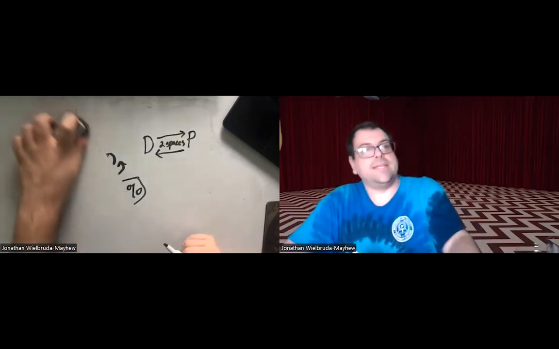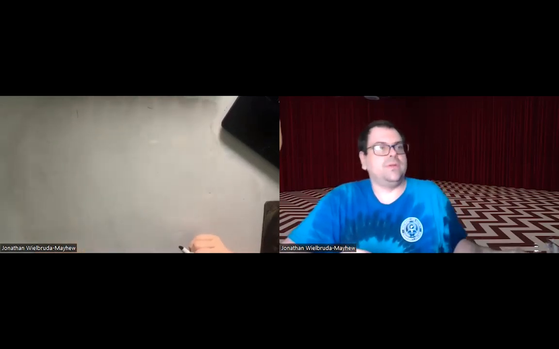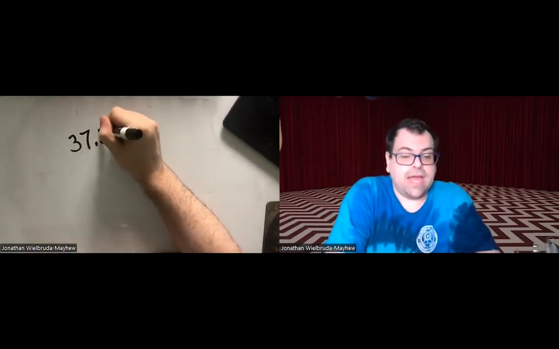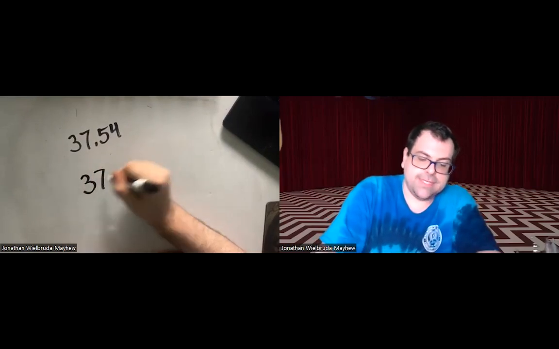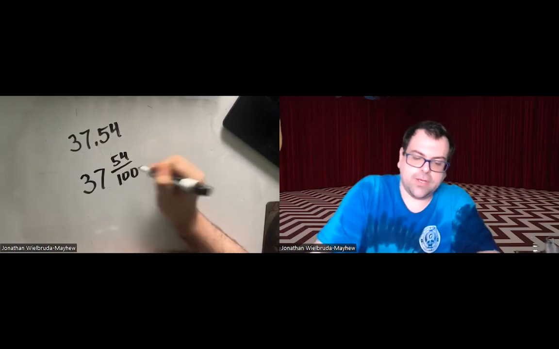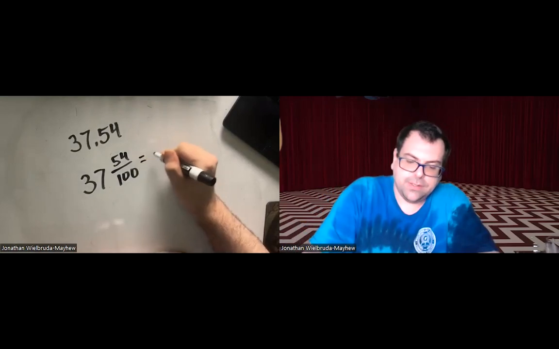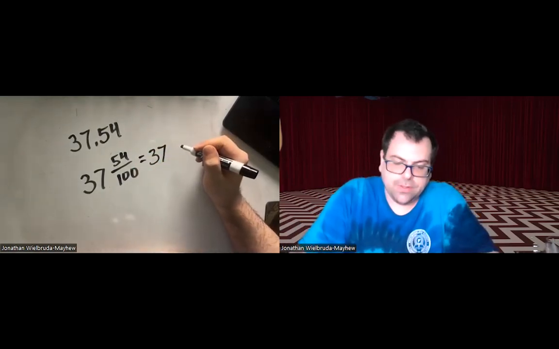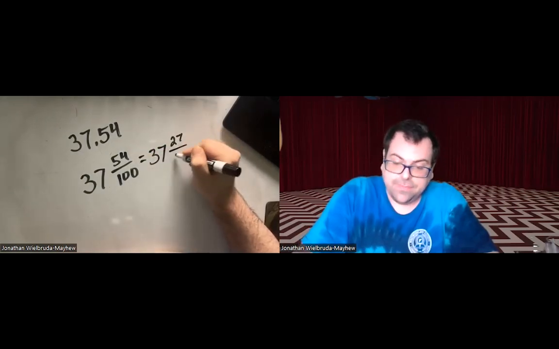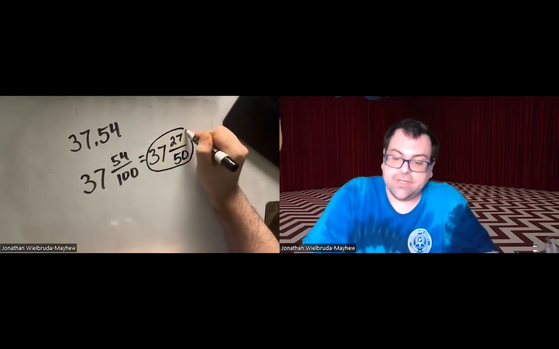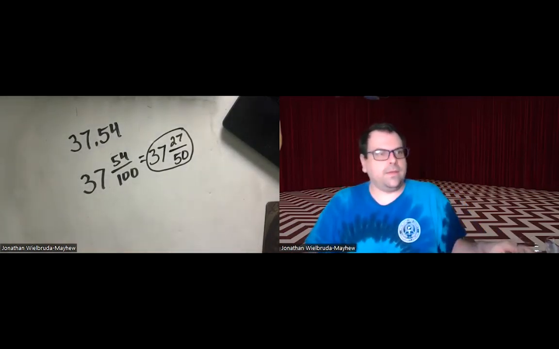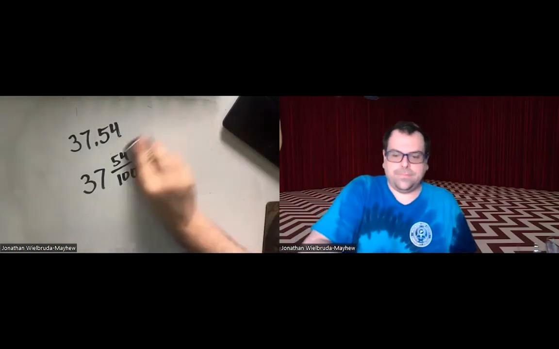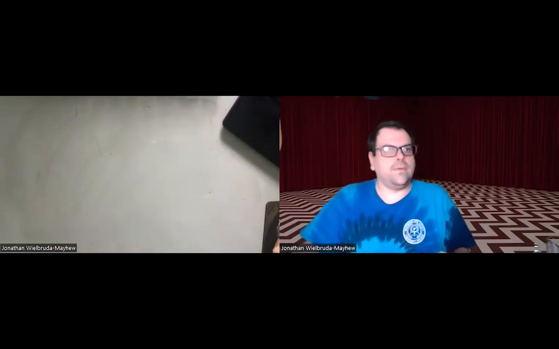In number 14, write the decimal as a fraction or mixed number in simplest form. We're given 37.54. How would we say this? 37 and 54 hundredths. Reduce the fraction. Top and bottom can both divide by 2. 54 divided by 2 is 27. 100 divided by 2 is 50. 37 and 27 fiftieths. We have 19 total. We're on number 15.